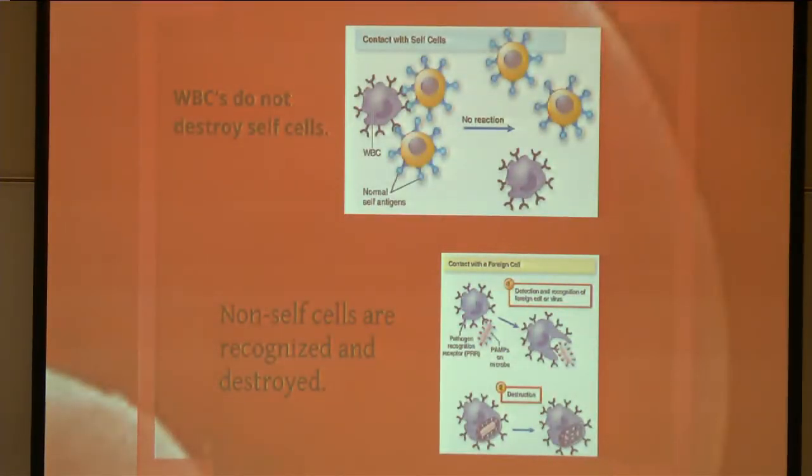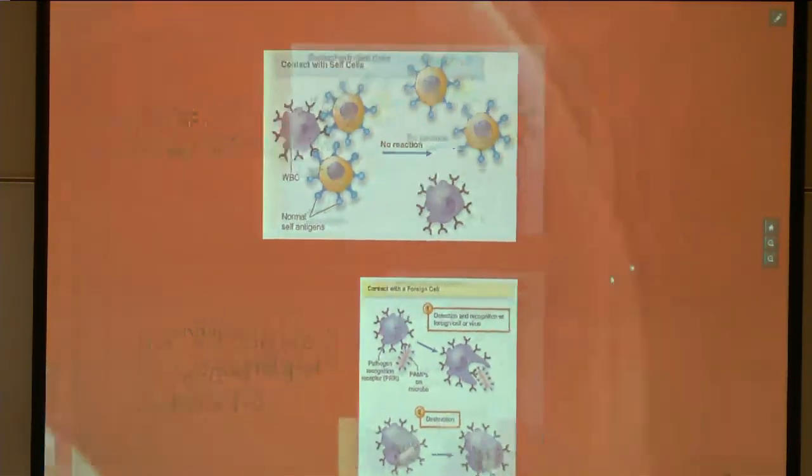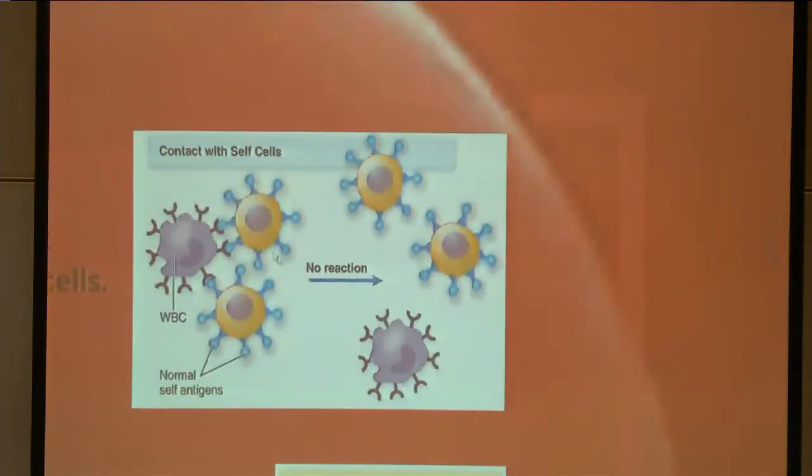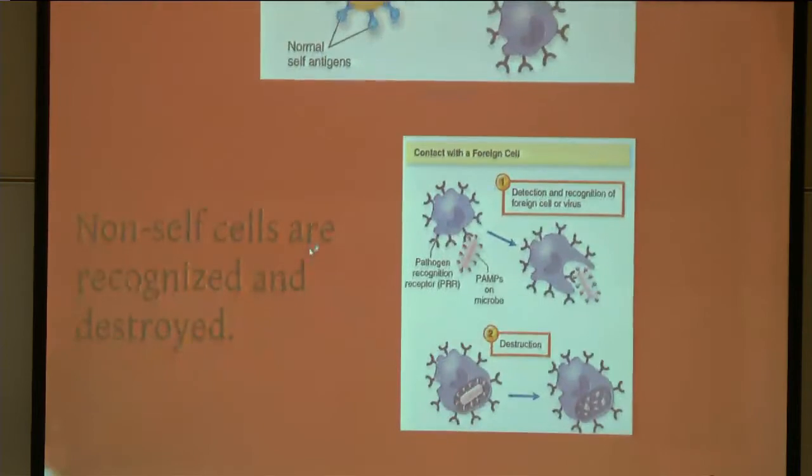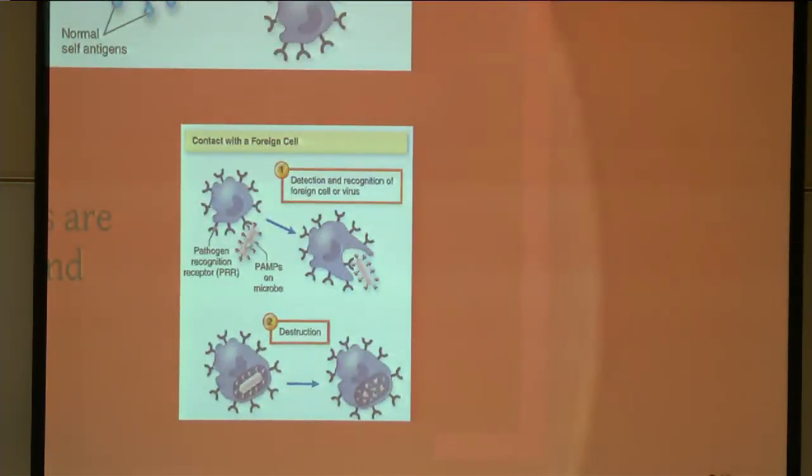Here's just another picture showing what we just talked about. White blood cells checking out self cells. Self cells belong, okay? Those are not foreign. It's checking them all out. It doesn't do anything to them. Okay, here's your white blood cell, checking everything out. Great. Down here, here's a foreign cell.